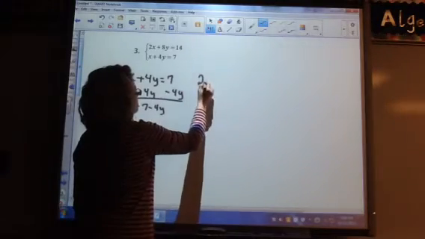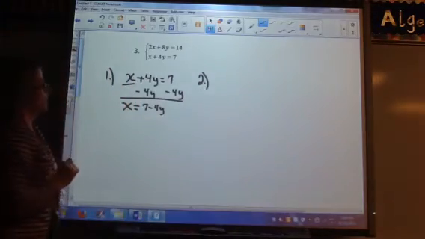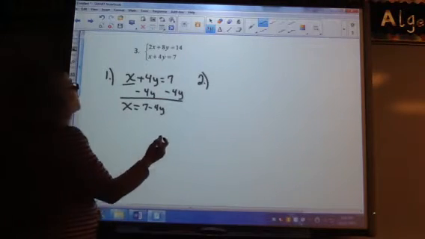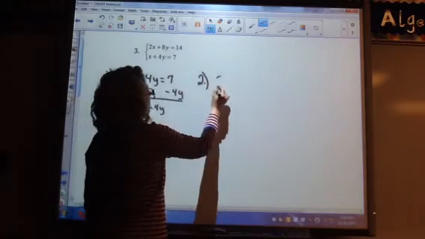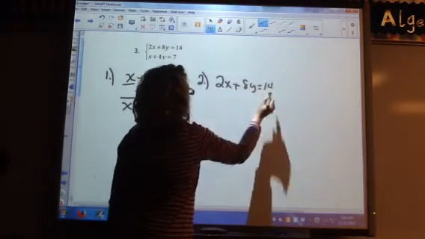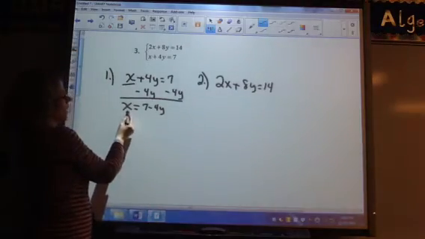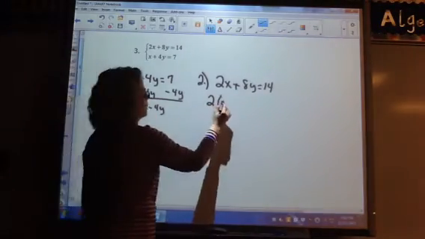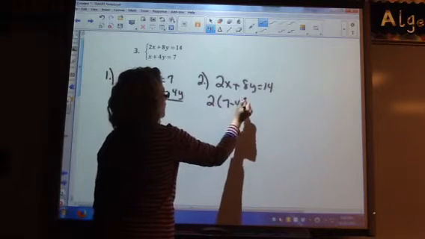Second step. I need to pick my second equation that I didn't use to isolate the variable and substitute in. So now I need to pick this equation, and I need to substitute in for x. So we're saying x is 7 minus 4y.